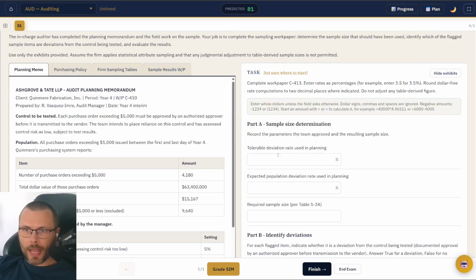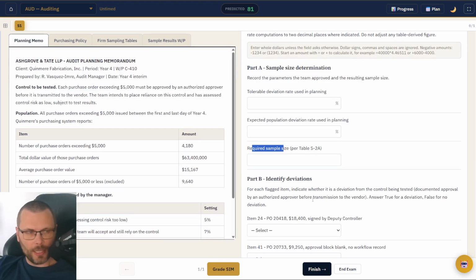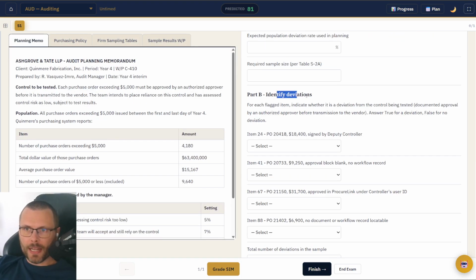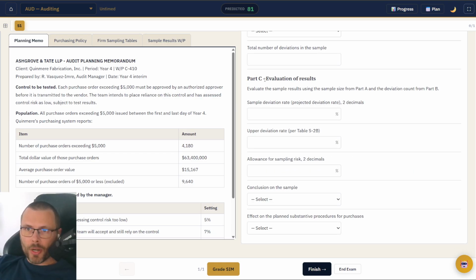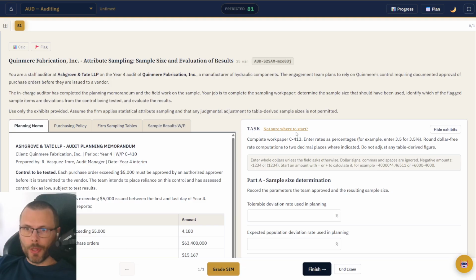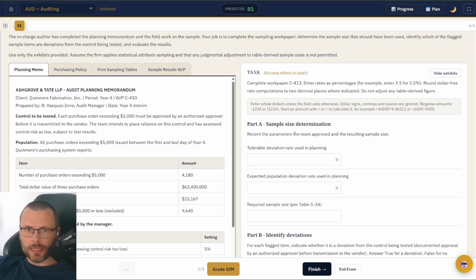So part A, sample size determination. So your tolerable deviation rate, expected population deviation rate, required sample size. Okay. Part B, identify the deviations. So then we're going to look at probably the results and see if they actually are deviations. And then part C, evaluation of the results. Okay. So let's glance at the memos now.